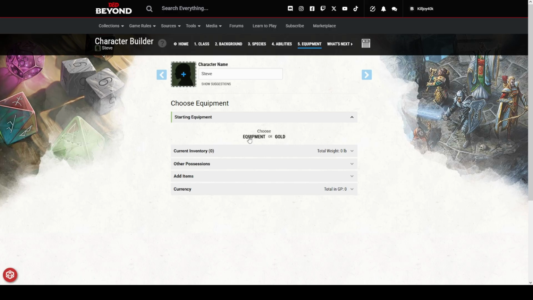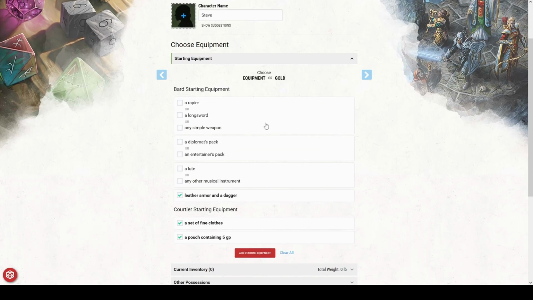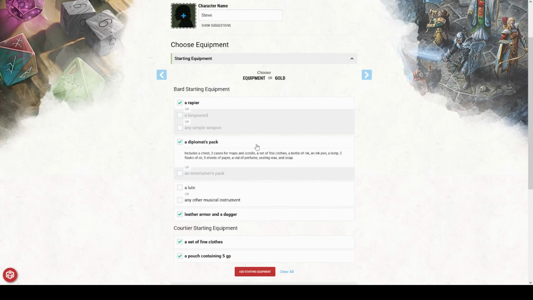Here comes the fun part. We get to pick our starting equipment. Let's go. Since he's a courtier, we're going to give him a rapier. We're going to give him the diplomat's pack since we decided he was a diplomat. This includes a chest, a little like foot locker that you carry with you and with your pack, 2 cases of maps and scrolls, fine clothes, a bottle of ink, a pen, a lamp, and flasks of oil. 5 sheets of paper, a vial of perfume, sealing wax, and soap.